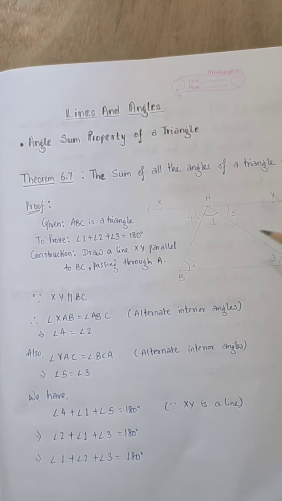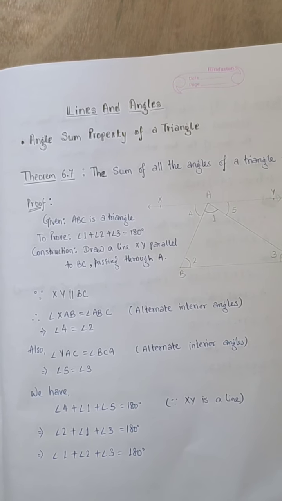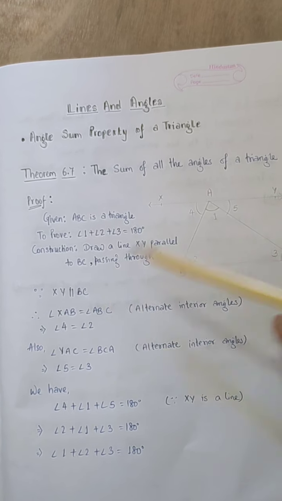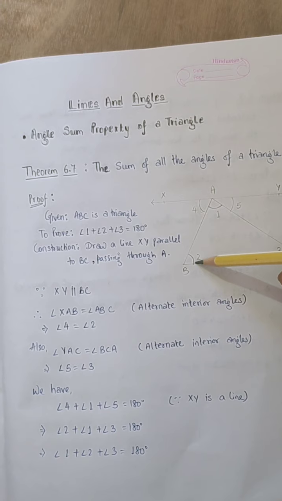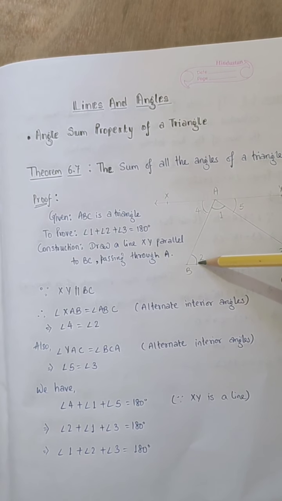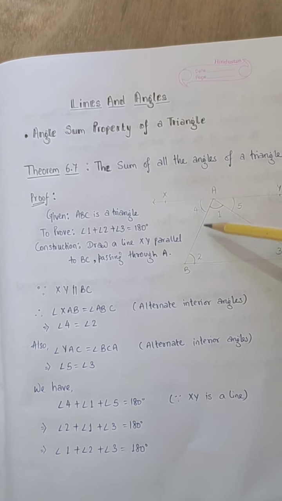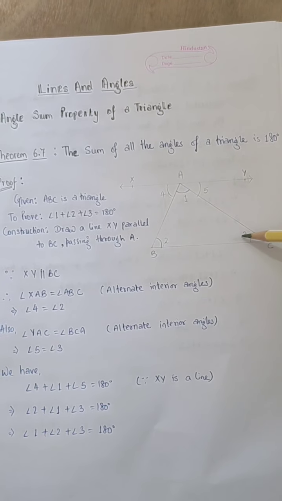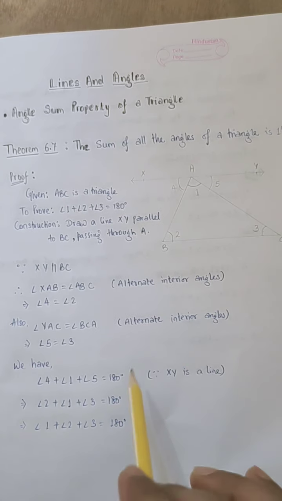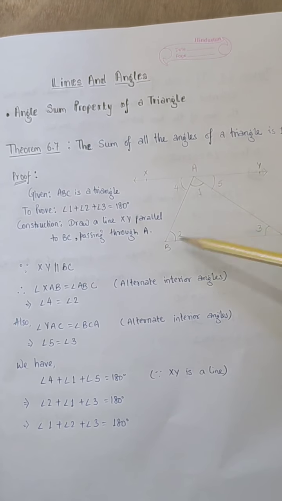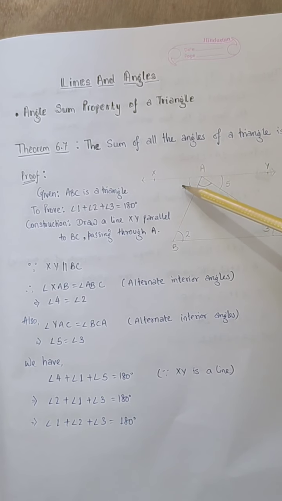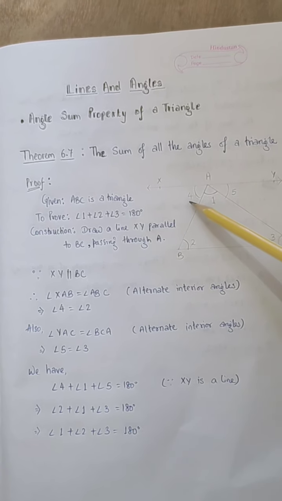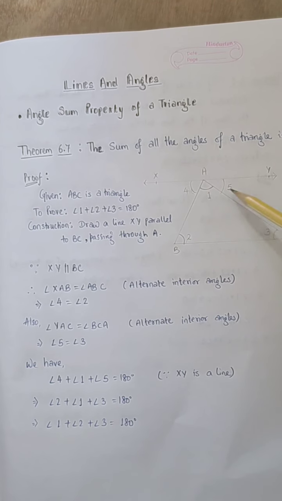Now since XY is parallel to BC, we can say that this angle and this angle are alternate interior angles and therefore they are equal. So angle 4 is equal to angle 2. Similarly, angle 5 is equal to angle 3. In this triangle we have named the angles 1, 2 and 3, and for this, 4 and 5.